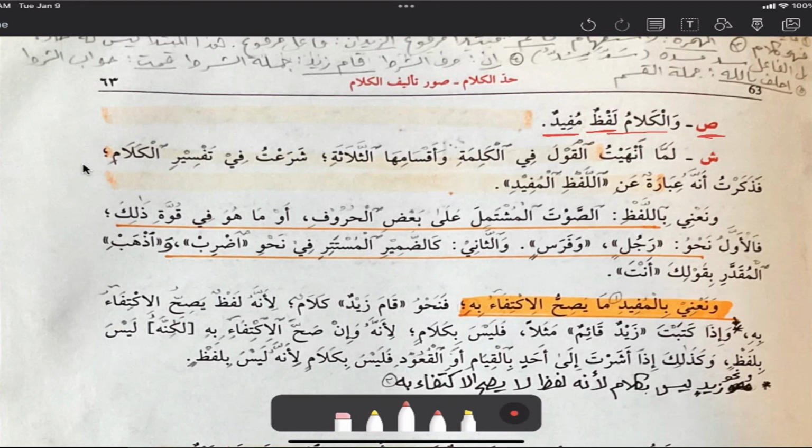When I finished speaking about the kalima, the word, the single word, and its three divisions, the nominal and the verb and the particle, I commenced to explain what speech means.